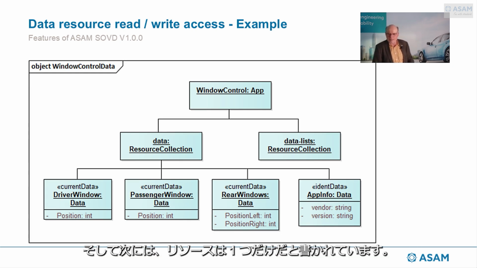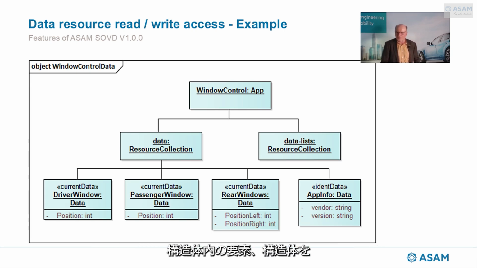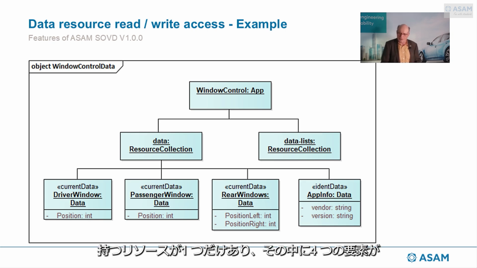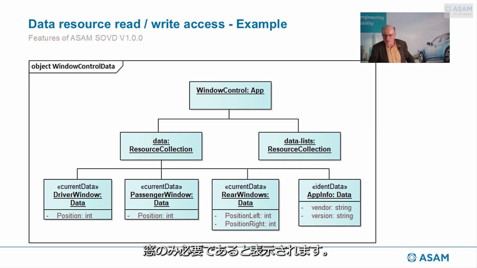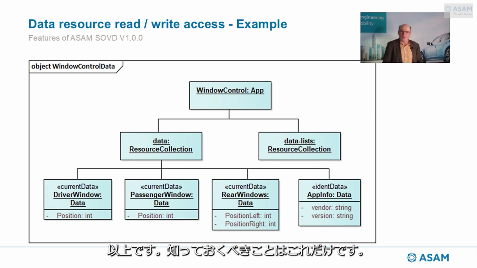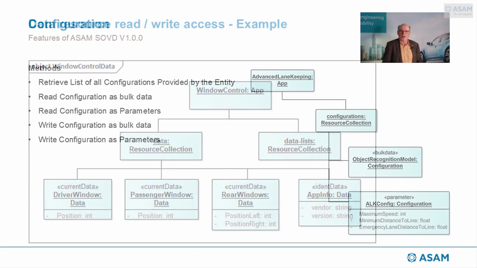And the next one says, in my car it's only 1 resource, and this resource then contains 4 elements in the structure. Again, if I have only 1 resource with a struct and all 4 elements are inside, I can read this resource only completely. And the evaluation says I need only from the front window the left position. Yes, and do it. Simple. That's all you should know.